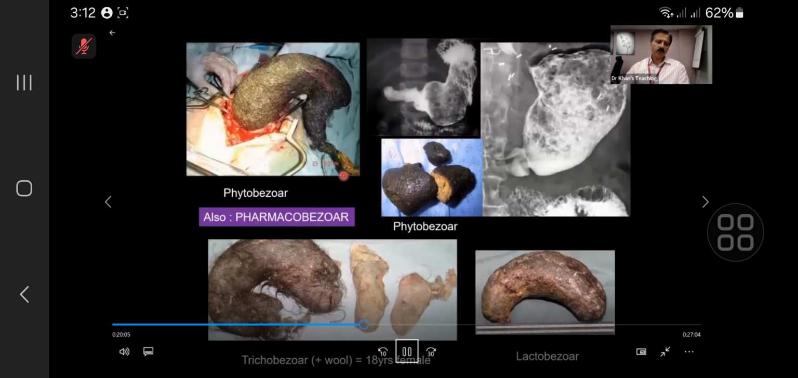Bezoars can be of various types. Phytobezoar is the most common, which is because of vegetable material. And there are trichobezoars, which are because of hair, usually in young girls. They keep eating hair. Basically, a bezoar is undigested material. You can have lactobezoar in babies, and the latest is pharmacobezoar, as in undigested medicines. So these are the types of bezoar. Always think of a bezoar when there is a bizarre, mottled appearance that gives you a mass. So keep your minds open about it.